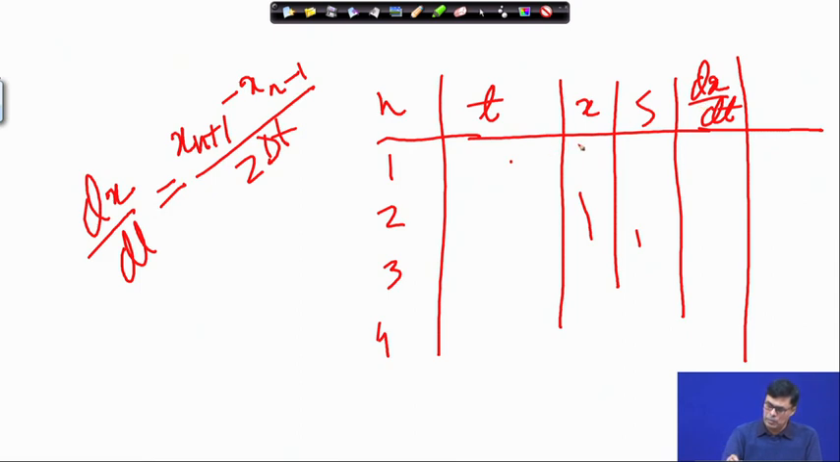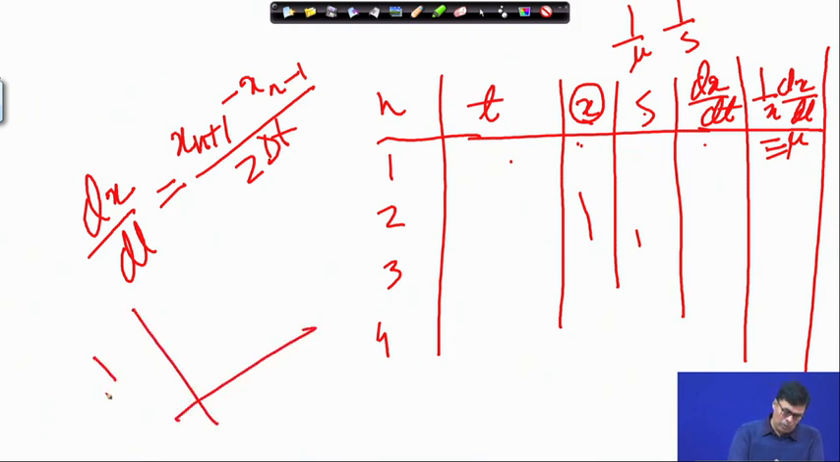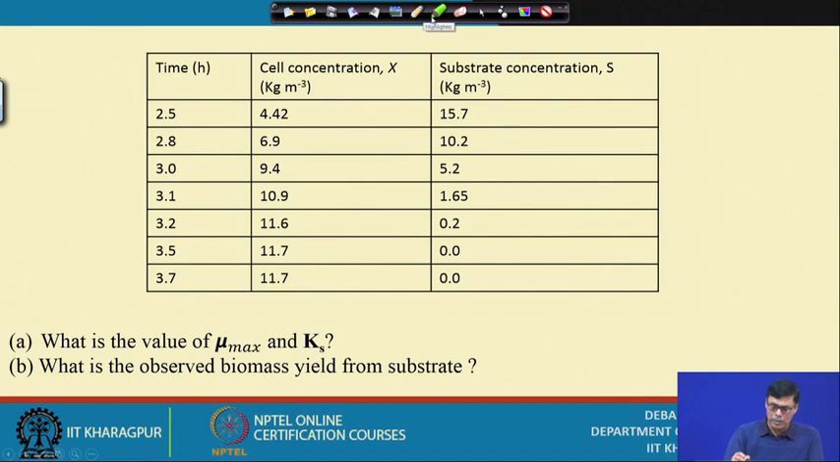Once we know dx by dt, we know at this point what is the value of x, and at this point what is the value of dx by dt. So, we can find out the value of 1 by x dx by dt. This is nothing but mu. Am I right? Once you know the mu value, we can find out the value of 1 by mu, and simultaneously we can find out 1 by S value. S value is given here. So, we can plot 1 by mu versus 1 by S, and we can get the kinetic constant Ks, and this we can easily find out.